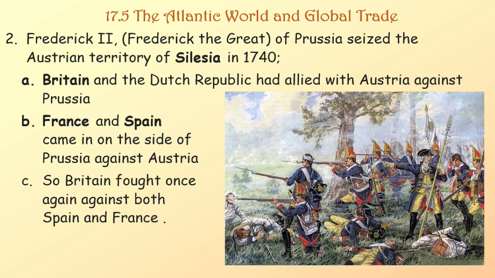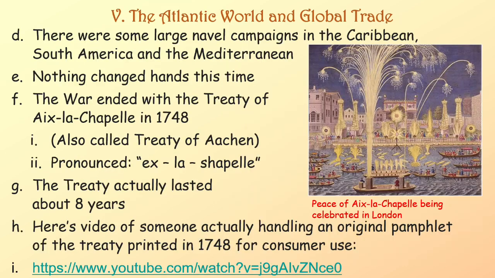So Frederick II, Frederick the Great of Prussia, he seized the Austrian territory of Silesia in 1740. And Britain and the Dutch Republic, in the meantime, had allied with Austria against Prussia. France and Spain came in on the side of Prussia against Austria. So Britain now fought against both Spain and France.